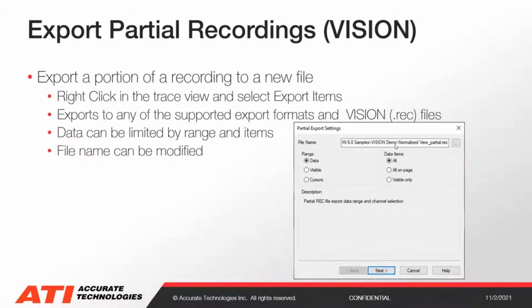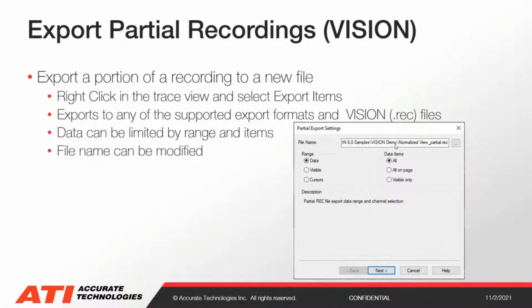Partial recordings, a way to export just a part of a file, based on these selections here. So over on the left, range of data means everything. Range of visible is what your current x-axis visibility is. So whether it's 10 to 20 seconds or 10 to 11 seconds, that's the time that you're going to be exporting. And then the range of cursors is whatever is in between the cursors, time-wise.